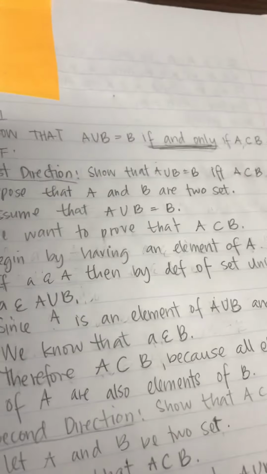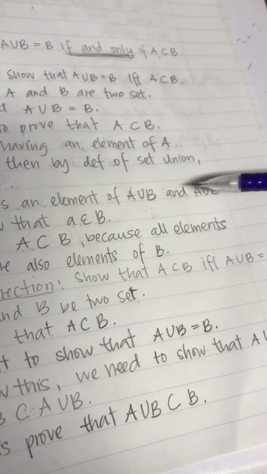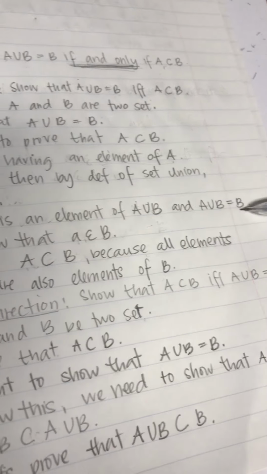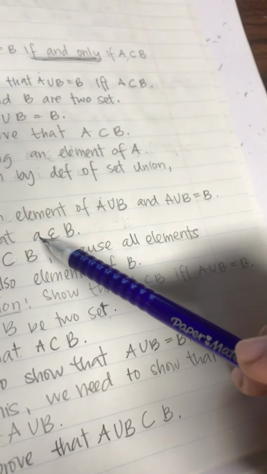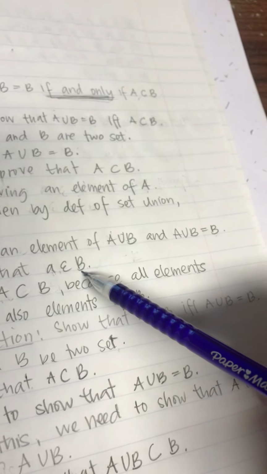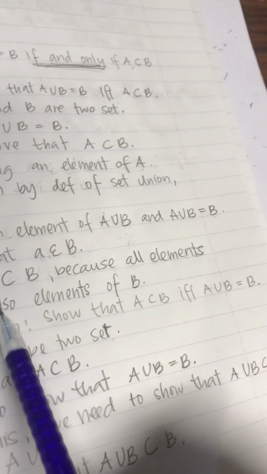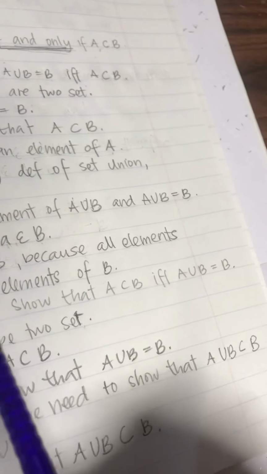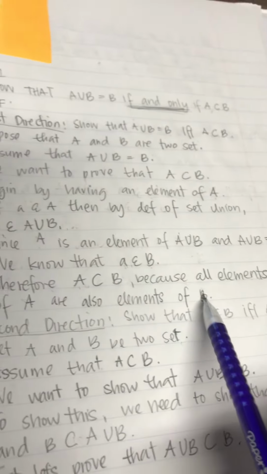Since a is an element of A union B, and A union B is equal to the set B, we know that little a must also be an element of B. Therefore, we have our desired conclusion, which proves our first direction, that the set A is a subset of B, because all elements of A are also elements of B. So that's where we are done with our first direction.